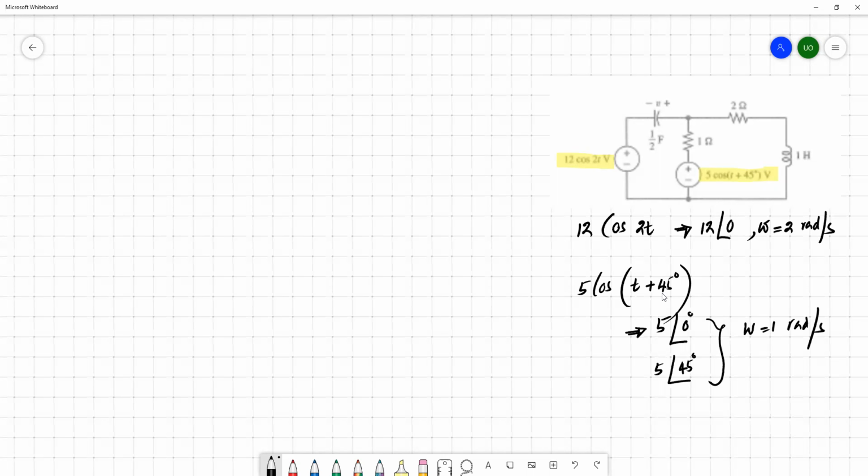So is there any impact to the circuit? Yes, because if you convert these capacitors and inductors to their corresponding impedances, here you have to consider the value of omega as 2. For this case, you have to consider the value of omega as 1. So then you cannot do it in a single block. So then what we can simply do is apply superposition.